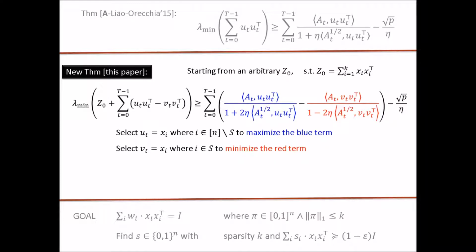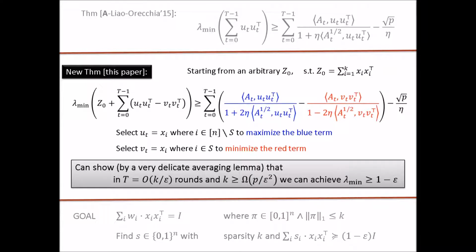But one also needs to do a very delicate averaging lemma to show that in fact there always exists a good blue term and always exists a bad red term, unless you're already done, unless your matrix already has a minimum eigenvalue that is large. Otherwise, this can always happen. And then we also show that this cannot happen too many times. In roughly k over epsilon rounds, we can eventually achieve 1 minus epsilon for the minimum eigenvalue of the matrix under this minimum assumption.